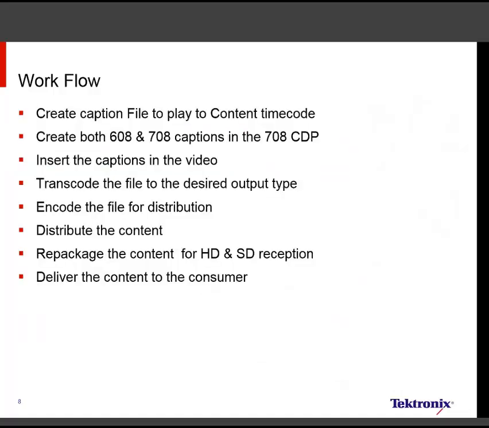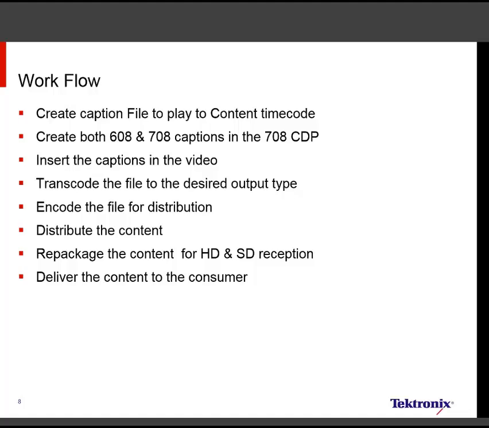So in our workflow, we need to be able to create the caption file that will play to the content time code. Create both the 608 and 708 portions and place that in the 708 CDP, Caption Data Packet. We need to be able to insert the captions into the video. Then the video at some point will be transcoded to the desired output type, quite often that output type will be further encoded for a distribution content and then distribute the content.